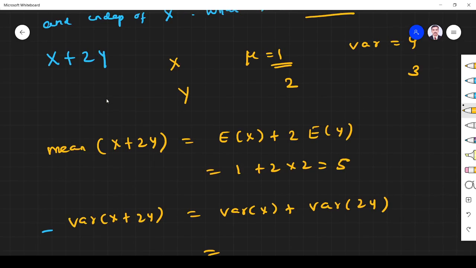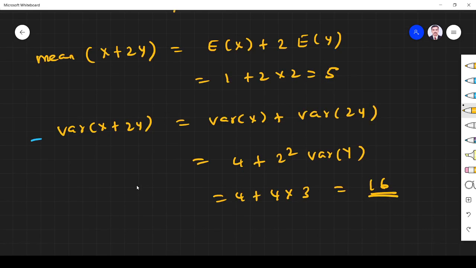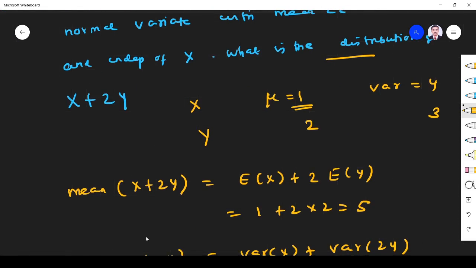Variance of x they have given as 4, right? 4 plus variance of 2y, which is 2 squared into variance of y. So 4 plus 4 into variance of y, which is 3, that is 12, plus 4, 16, right? Okay. So I think the answer is this one.